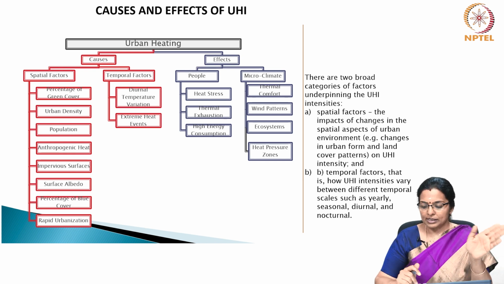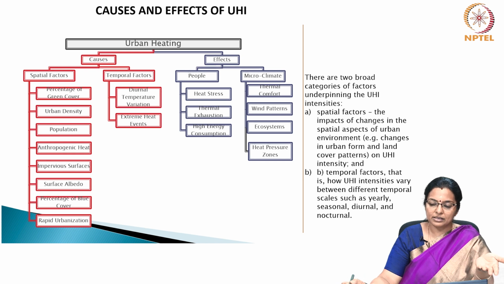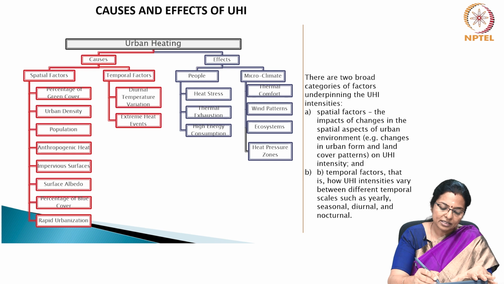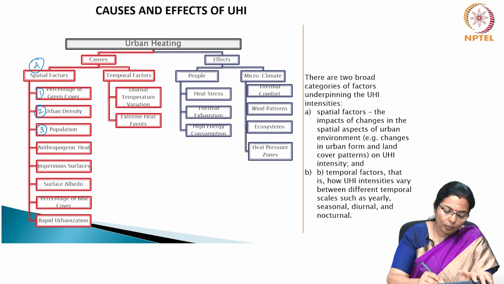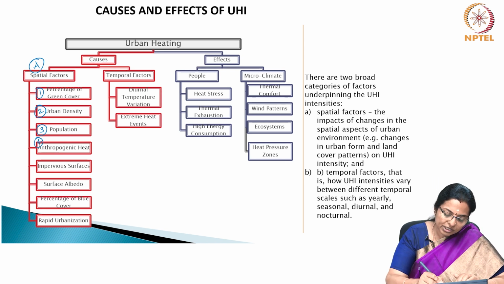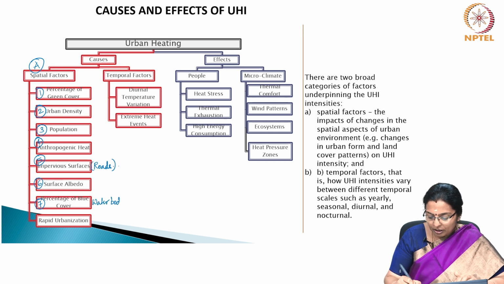So there are various causes. The causes can be spatial, and spatial causes include percentage of green cover, the urban density, how much is the built up area per acre, the population, how many people reside in an acre, the anthropogenic heat, impervious surfaces such as say roads, asphalt roads, surface albedo, percentage of blue cover, water bodies which absorb a lot of heat, and rapid urbanization or pace of urbanization. These are the spatial factors.